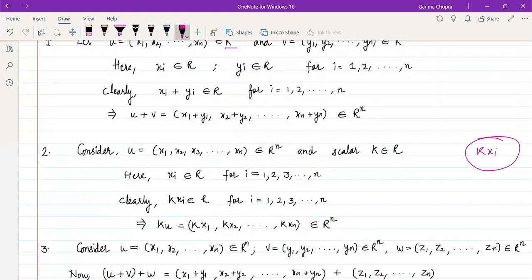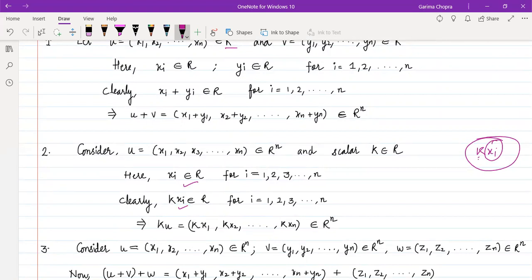And see, what is this xi? This xi is a real number. Here we have written that xi is a real number. And what is this k? K is a scalar. Now, kxi is the product of two real numbers. So it is again very obvious that kxi will belong to R, which we have written here.